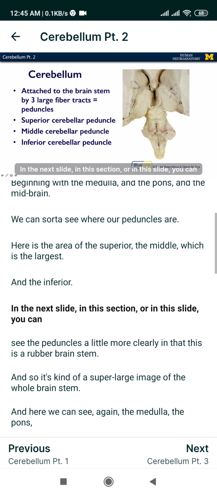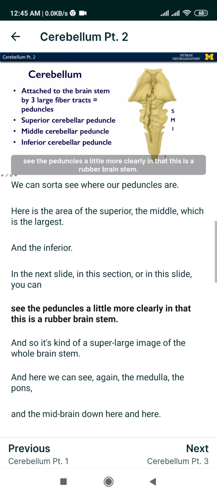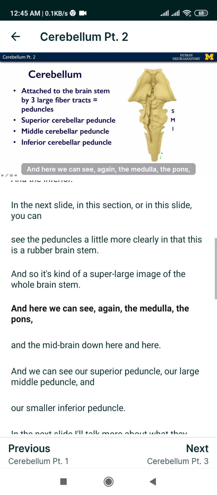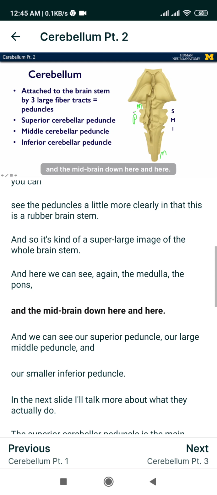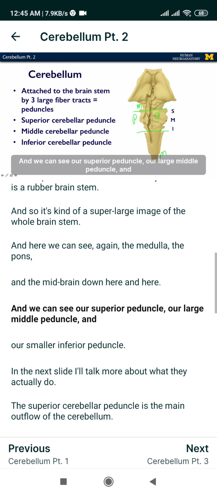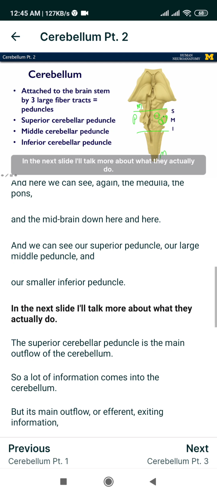In the next slide, you can see the peduncles a little more clearly, in that this is a rubber brainstem. And so it's kind of a super large image of the whole brainstem. And here we can see, again, the medulla, the pons, and the midbrain, about in here and here. And we can see our superior peduncle, our large middle peduncle, and our smaller inferior peduncle. In the next slide, I'll talk more about what they actually do.